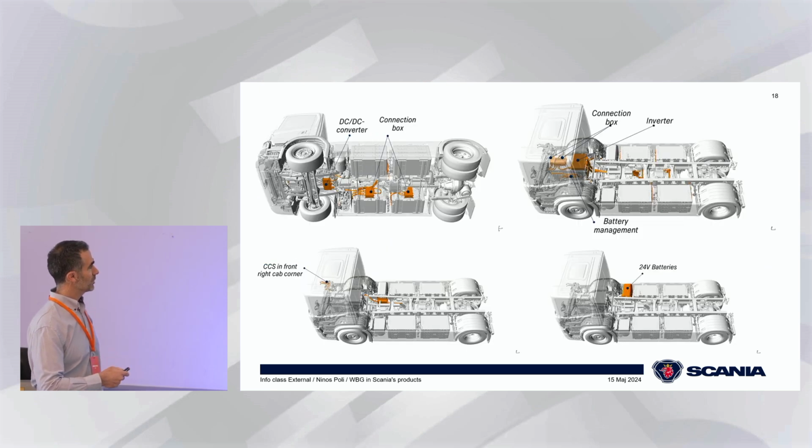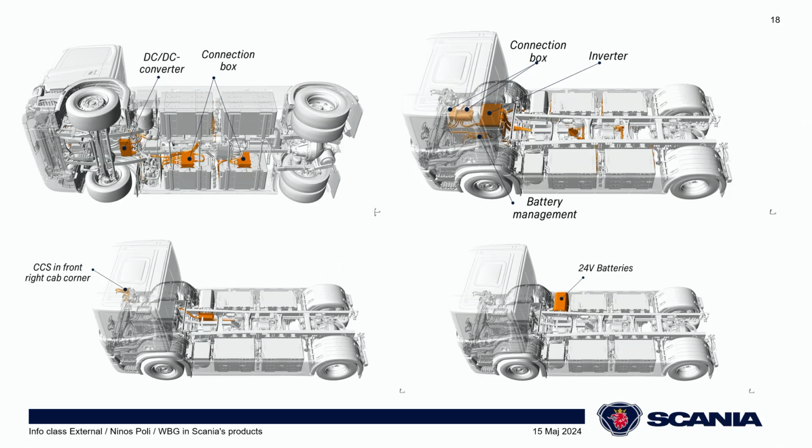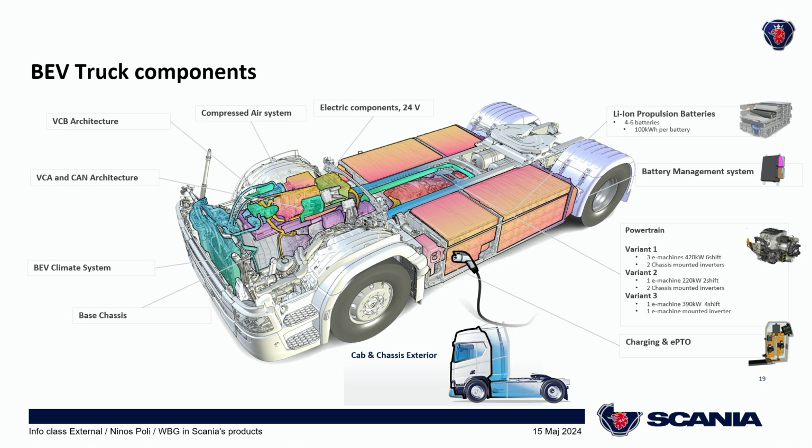Here are some more pictures of the electrical components. And here we have an overview of the main components in our BEV trucks. We have, for example, a climate system and a compressed air system. All the components that are driven by belts and so on by the combustion engine have to be electrified now. But for today, we will focus on the powertrain, as you can see here.